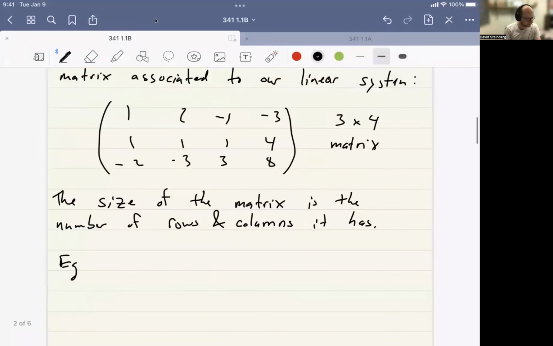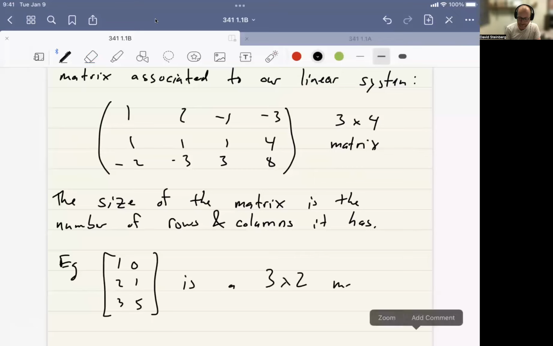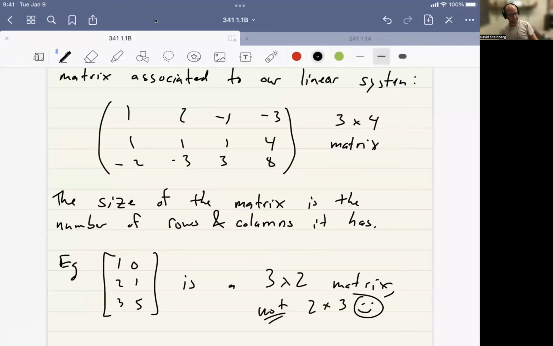So other examples, just to make sure we're on the same page. If we have the matrix 1, 0, 2, 1, 3, 5, this is a 3x2 matrix. Not 2x3. Okay, and that's it for notation. We're going to use the matrix notation in the entire term.